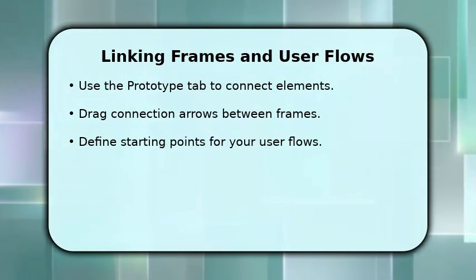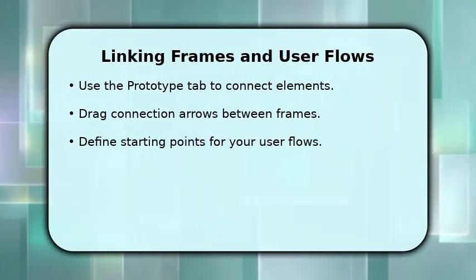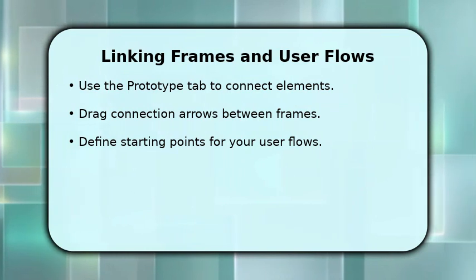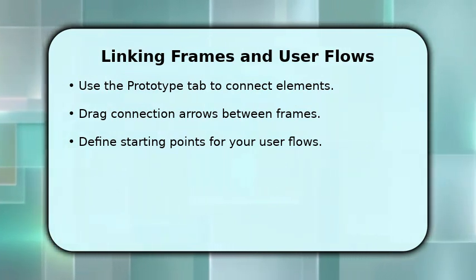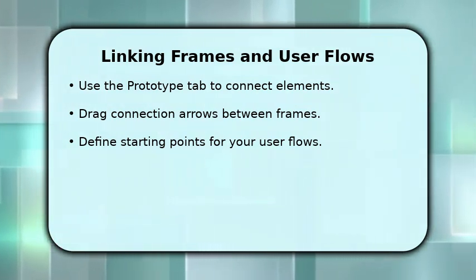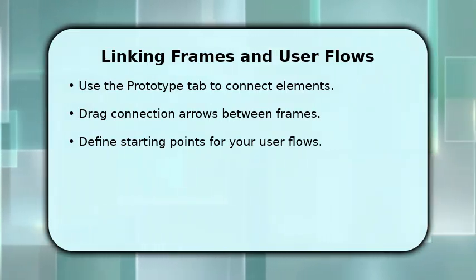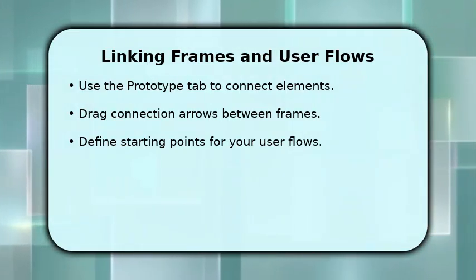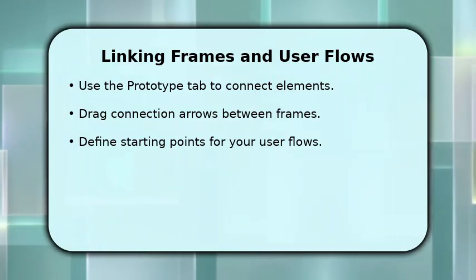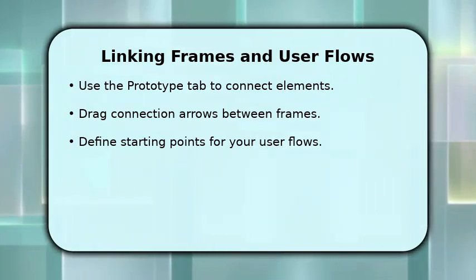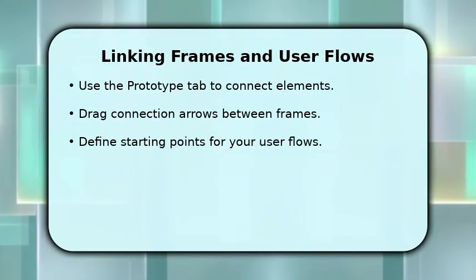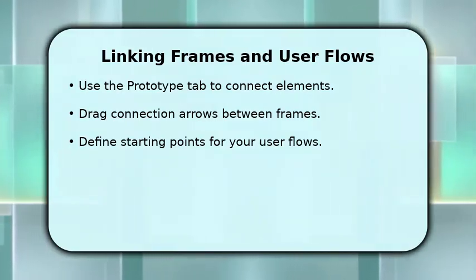To begin, navigate to the Prototype tab in Figma. Here, you can select any element on your design and drag a connection arrow to another frame. This action establishes a basic link. Remember to set a starting frame for your flow, which is crucial for defining the initial view of your prototype. This process helps simulate a user's journey through your application or website.